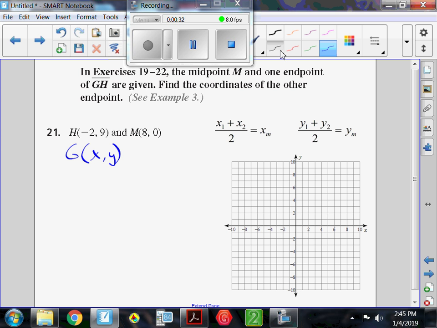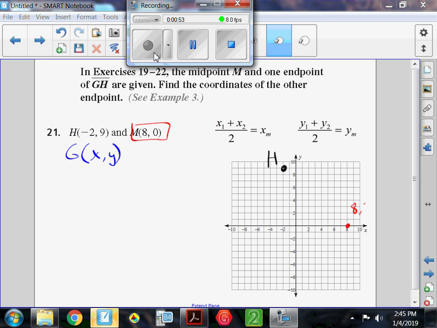So what I do know is that H, one coordinate of the endpoint, is at -2, 9. And I know my midpoint is at 8, 0. This is definitely going to be one where it's hard to see on the graph because it's going to go way off to the side.